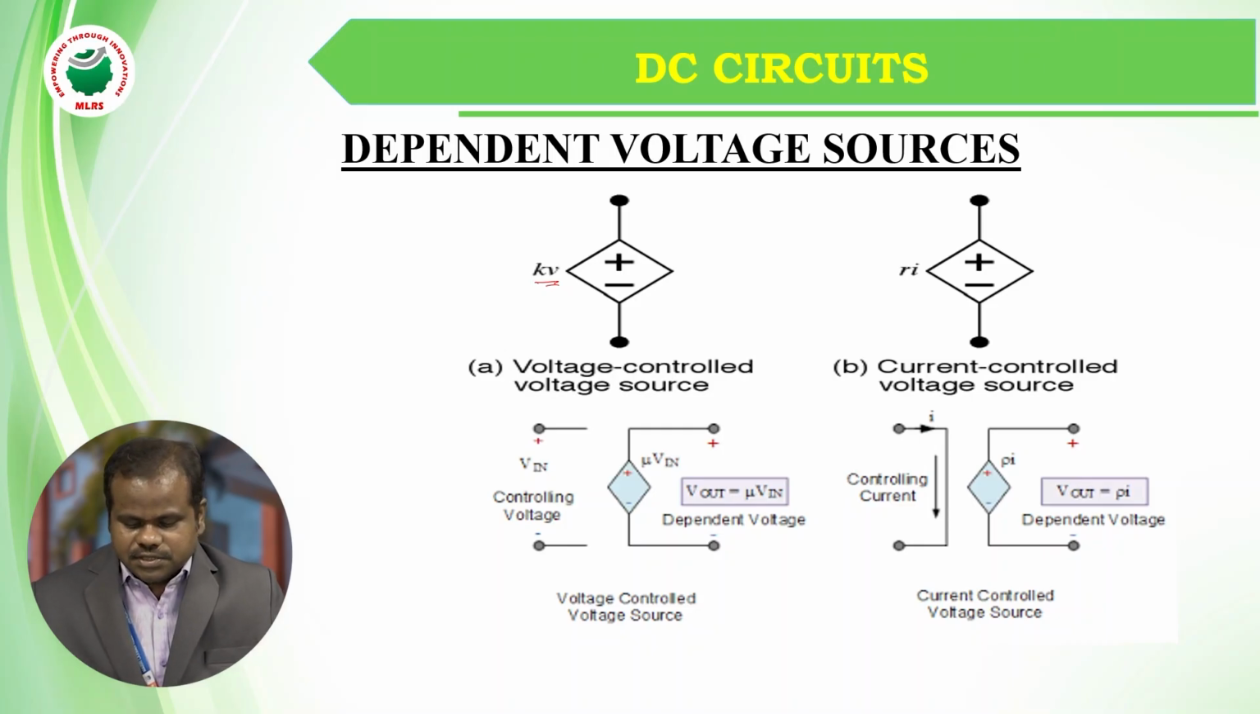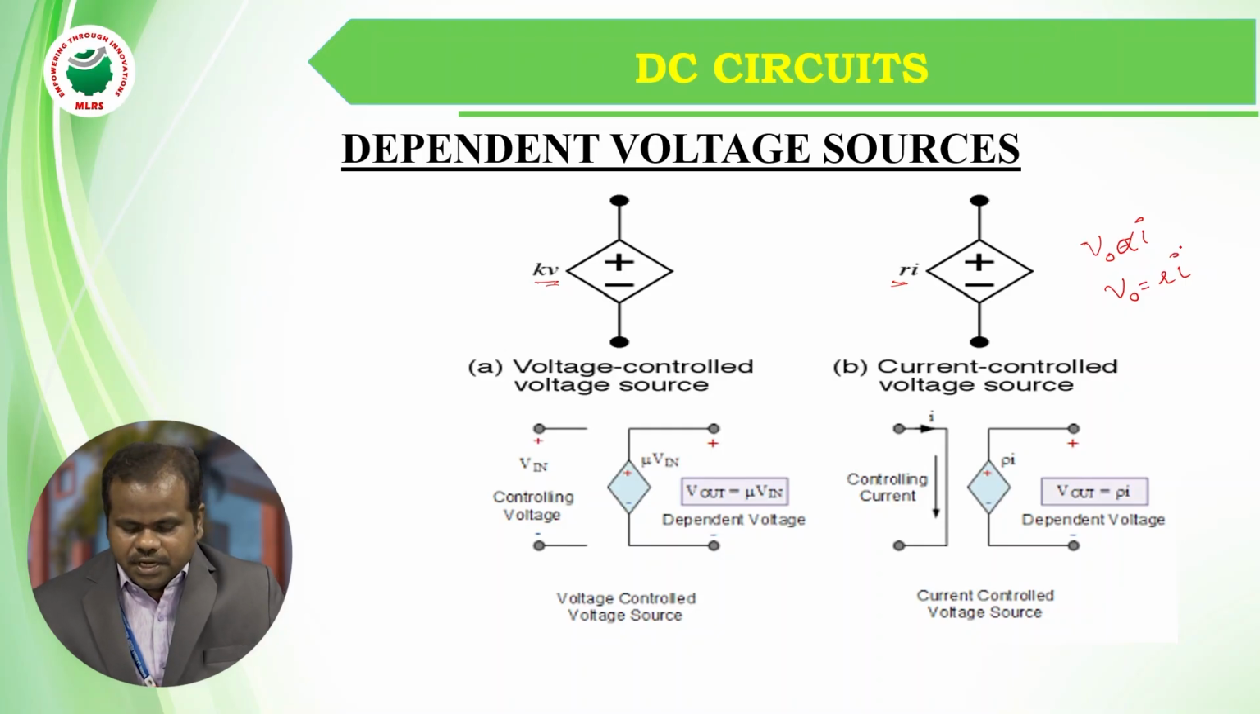Next, coming to the current controlled voltage source, this voltage source is dependent on the current through any branch of the circuit, and the proportionality constant is given by resistance. Being a voltage source, the voltage V0 is dependent on the current I. Therefore, this proportionality constant is represented as resistance R.